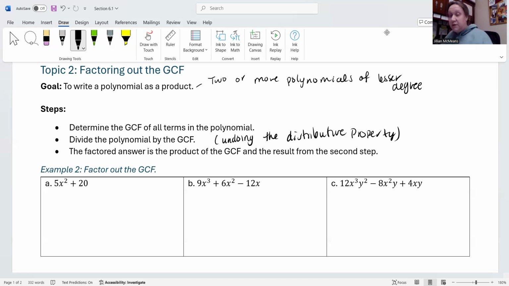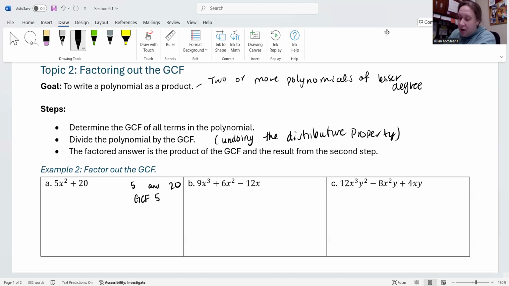So example 2 says factor out the GCF. For part A, we've got two terms: 5x squared and 20. I noticed right off the bat that both terms do not have x's, so our GCF is just going to be a number. We're not going to have a variable in our GCF. So we want to look at 5 and 20. Is 5, the smaller of the two coefficients, a factor of 20? Yes, it is. So in this case, the GCF is 5.